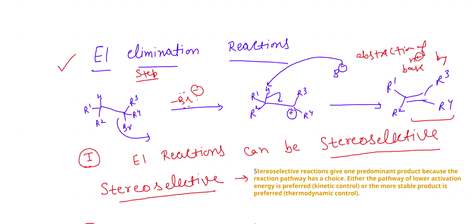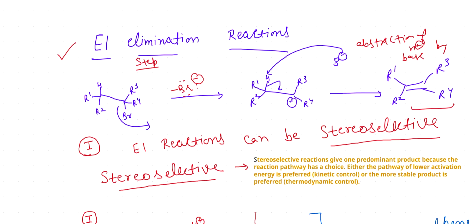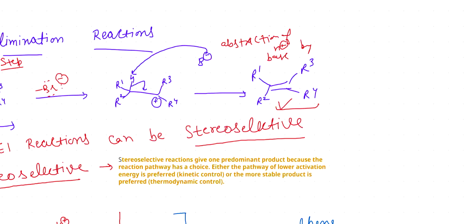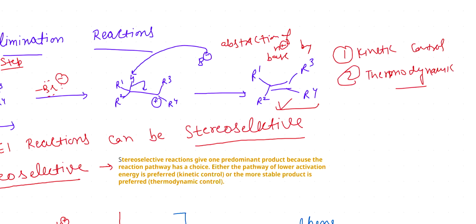But which alkene can be formed depends upon the factors. What kind of factors? Let me tell you. First is kinetic control. The second is thermodynamic control. If the product formed here is kinetically favored and thermodynamically favored, then that will be in the major amount. Let's discuss in more detail.